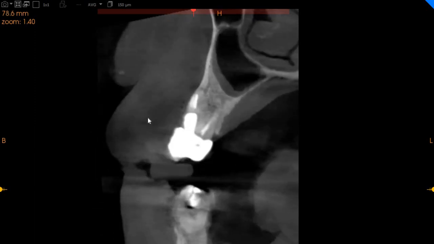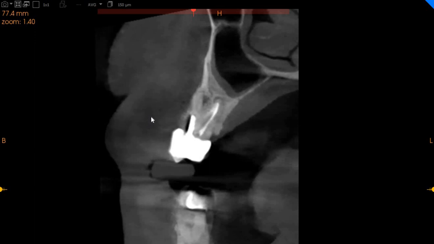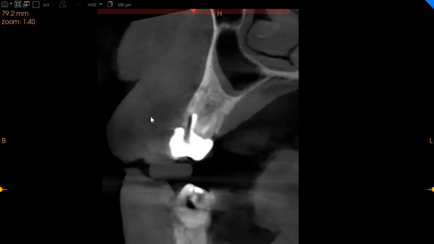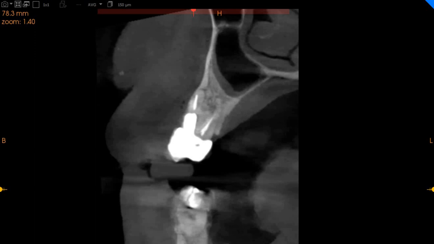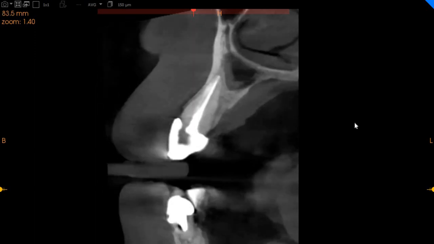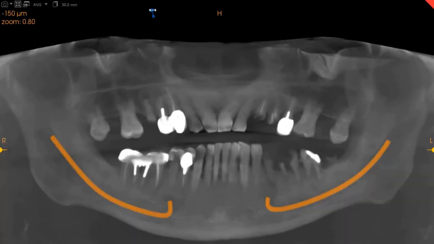This is the upper right 4. The upper right 4 has two roots, two canals. We do see a radiolucency associated with it. Moving to the upper right 3, endodontic treatment absolutely looks perfect, so nothing to be done on the upper right 3.